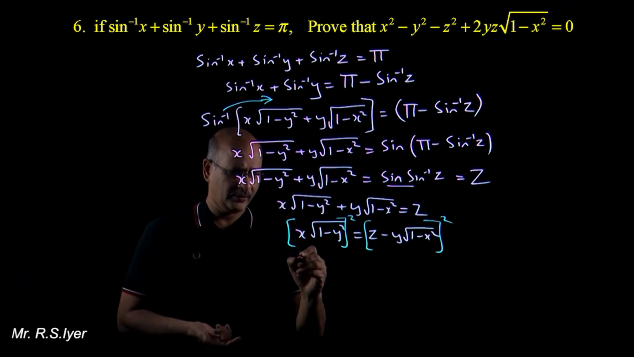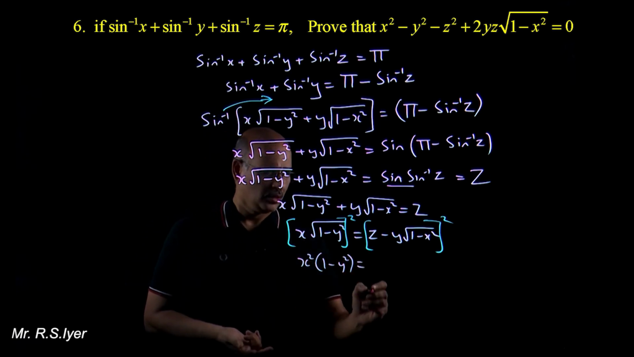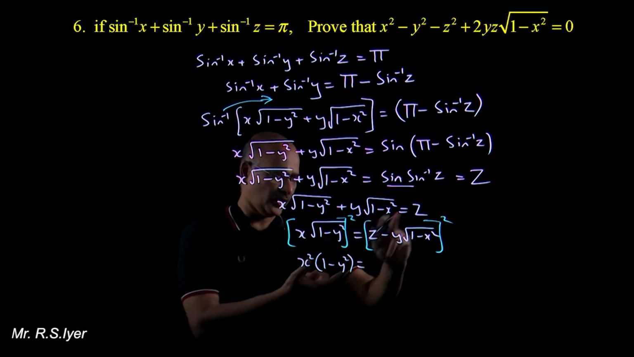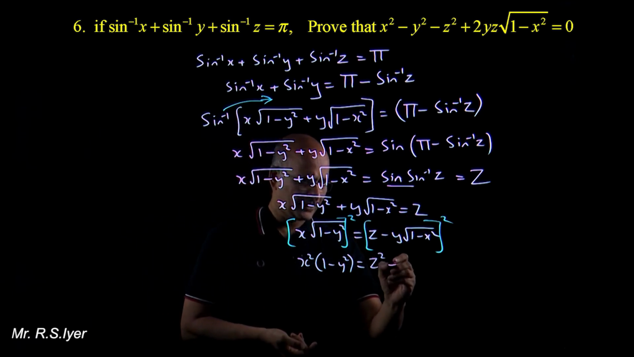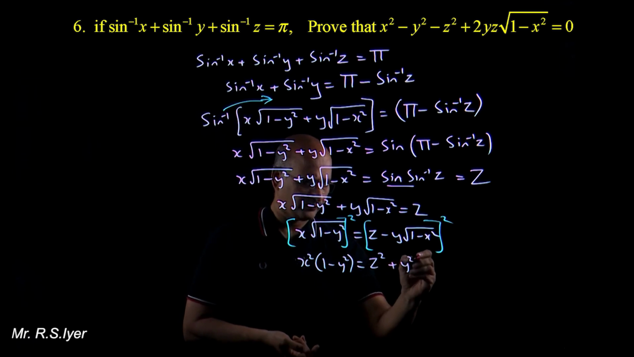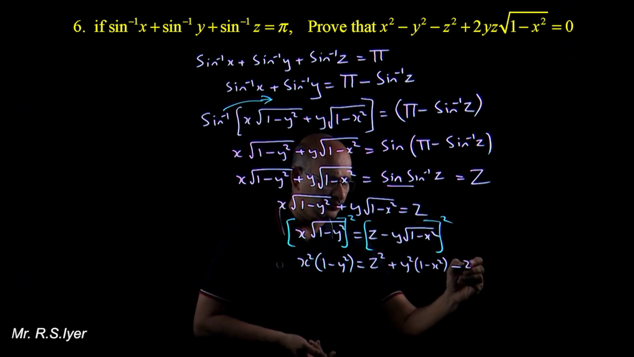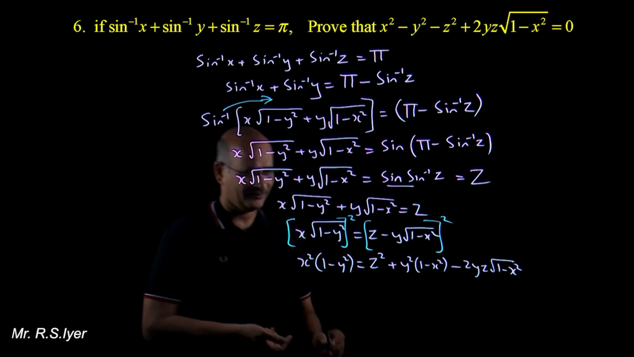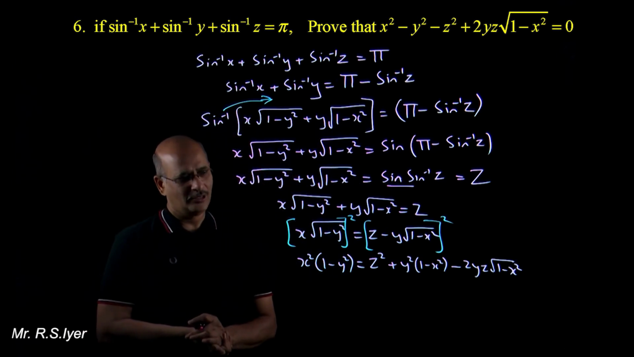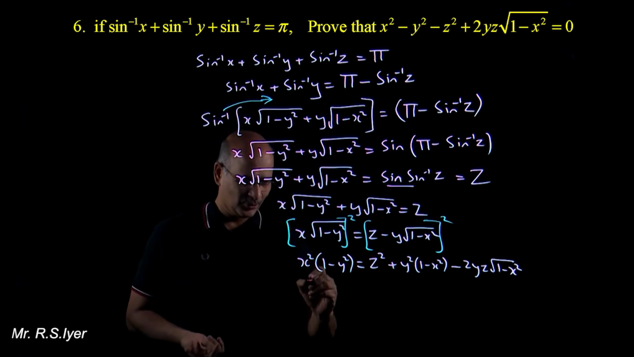This is finally x square into 1 minus y square. This is a minus b whole square. So a minus b whole square is a square plus b square minus 2 into a into b. This is what exactly I am getting. So now there is a very simple way of working: open up, that is the only cause. So just see what happens.